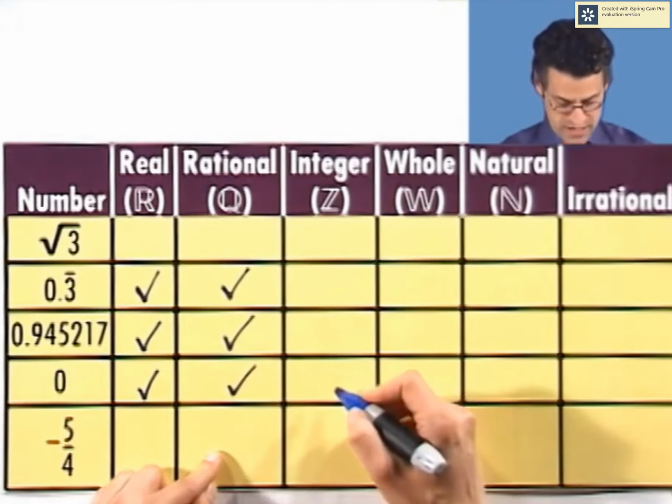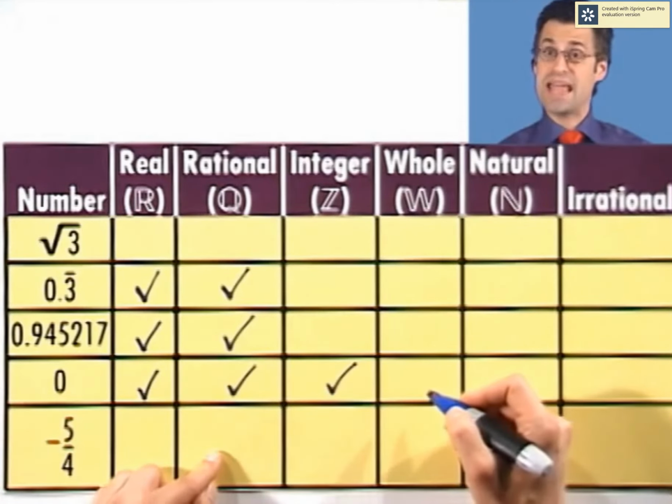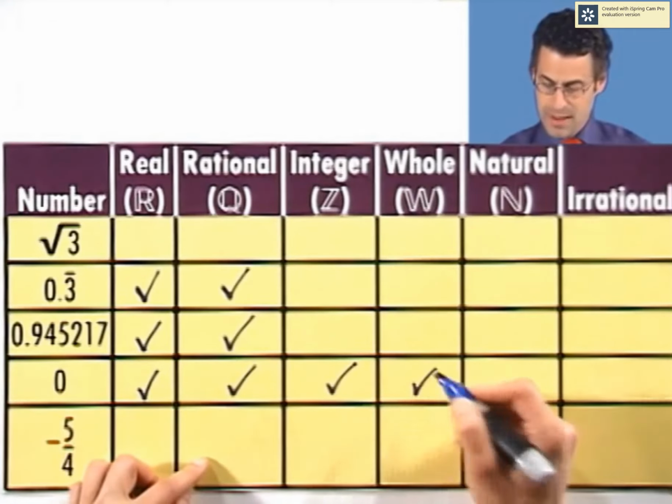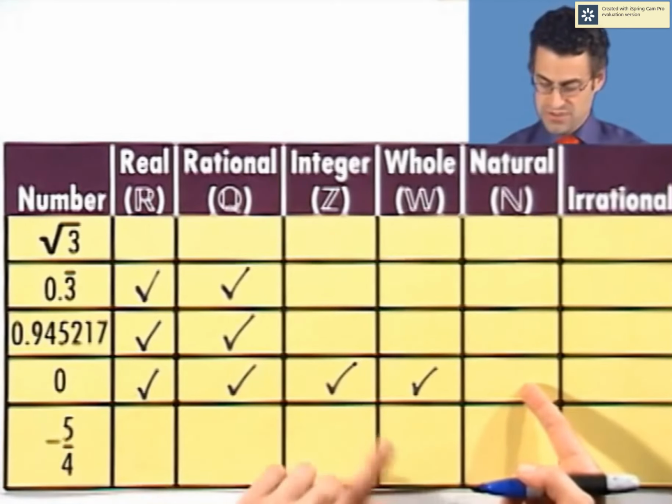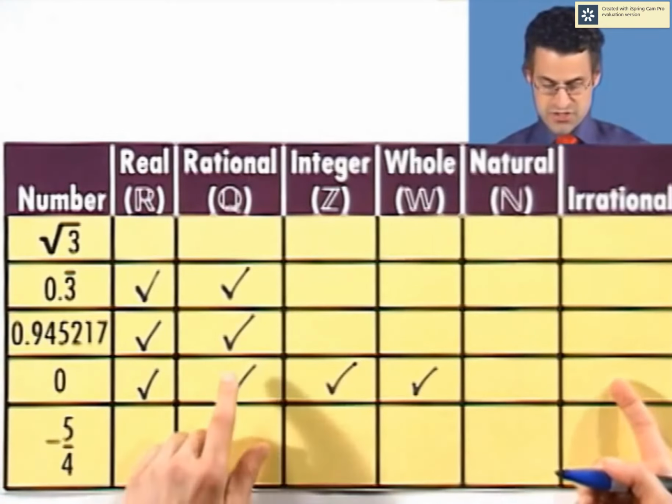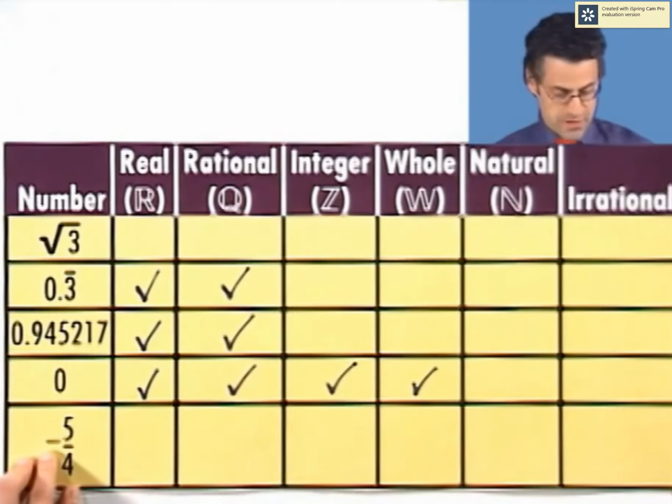And is it an integer? It sure is. Is it a whole number? Yeah, it's the first whole number. But it doesn't make the cut to be a natural number because the natural numbers start at 1. So no dice there, and it's not irrational since we already know it's rational.